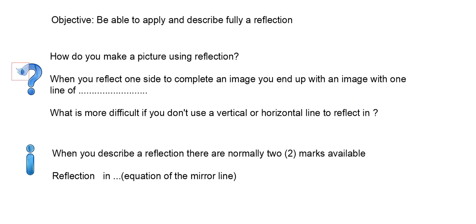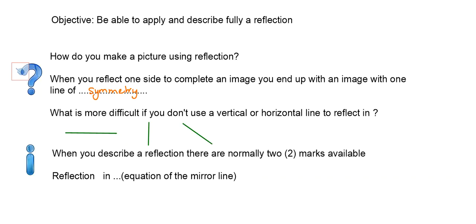Alright, so just to describe a reflection then, what did you put as an answer? When you reflect one side to complete an image, you end up with one line of symmetry. Okay, so I did ask you what is more difficult if you don't use a vertical or horizontal line to reflect it. So basically what I meant was, if you're reflecting in a horizontal line or in a vertical line, those are the ones most people find easy. But if you reflect in a diagonal line, people find it more difficult.